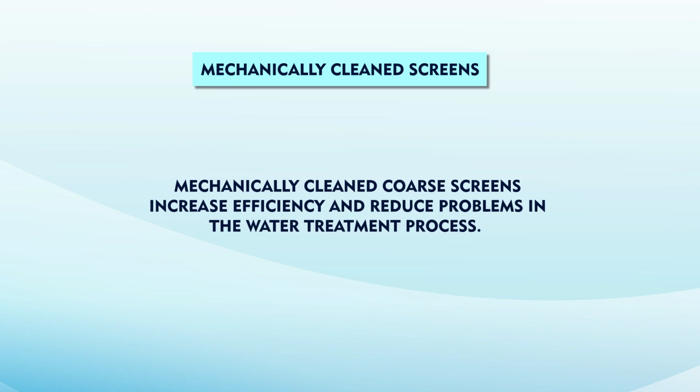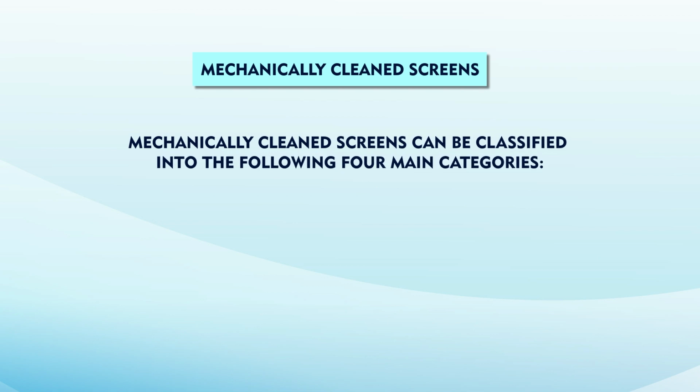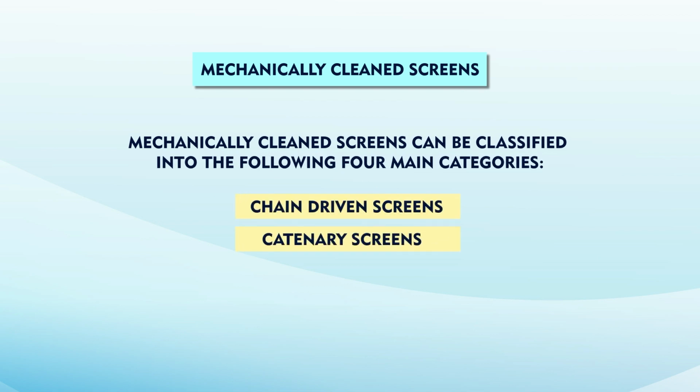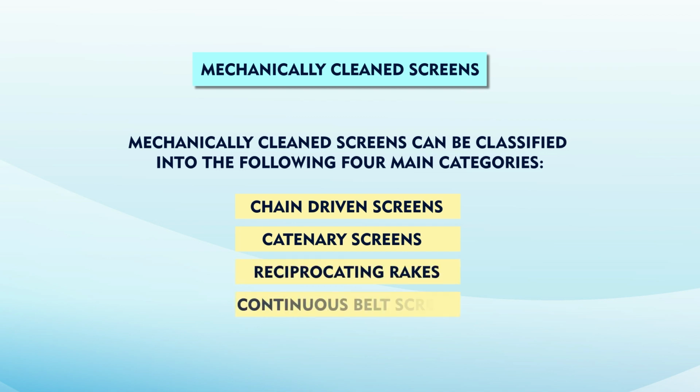Mechanically cleaned screens. Mechanically cleaned coarse screens increase efficiency and reduce problems in the water treatment process. Mechanically cleaned screens can be classified into the following four main categories: chain driven screens, catenary screens, reciprocating racks, and continuous belt screens.